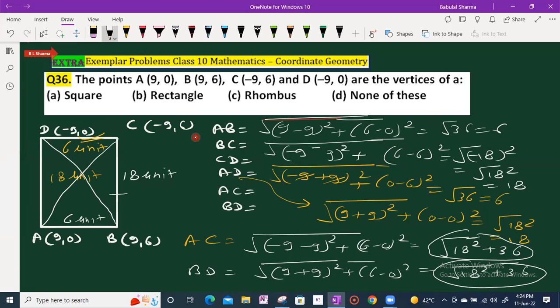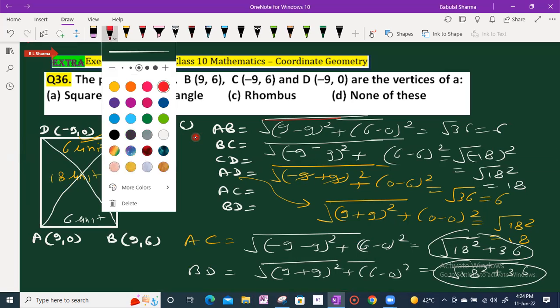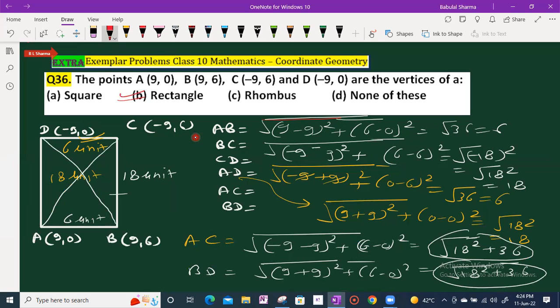Since the opposite sides of this quadrilateral are equal and diagonals also equal, that is why this quadrilateral is a rectangle. ये स्क्वायर इसलिए नहीं है कि इसमें all sides are not equal. रोम्बस भी इसलिए नहीं है क्योंकि all sides are not equal. This is rectangle because opposite sides are equal, 6, 6, 18, 18, and diagonals are also equal. That is why this quadrilateral is a rectangle.